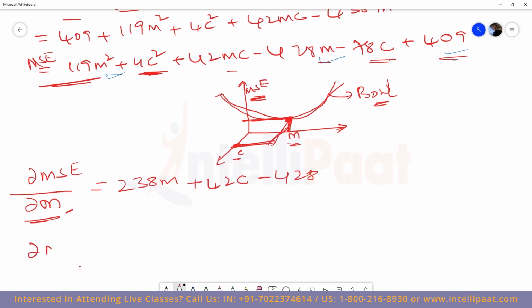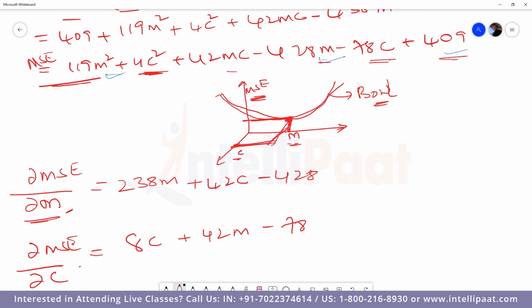That's the first one. Similarly, dou msc by dou c. This will become 8c, plus 42m, minus 78 is what I'm going to get. So I got two equations. This will be equal to 0 and this will be equal to 0. Two equations, two unknowns. Can I solve this? I'm assuming everybody knows simultaneous equations. Perfect, exactly. So you simply solve simultaneous equations from here.